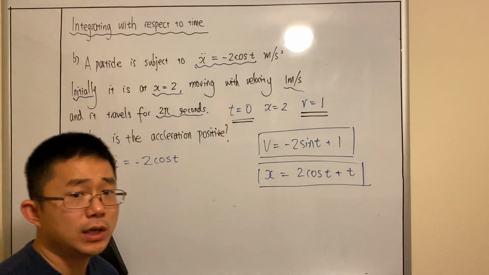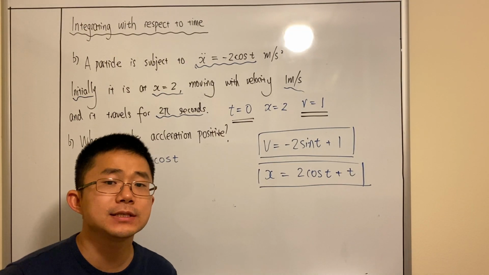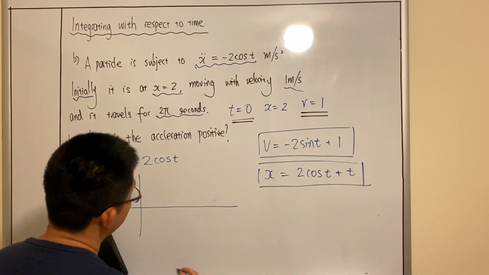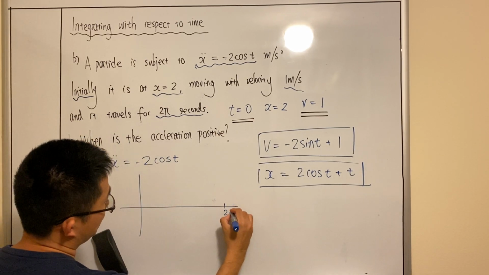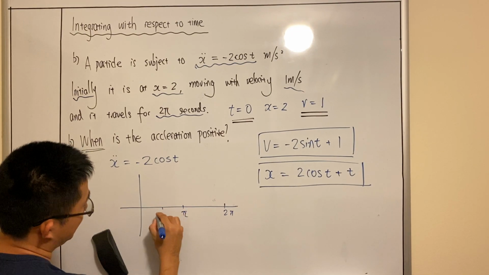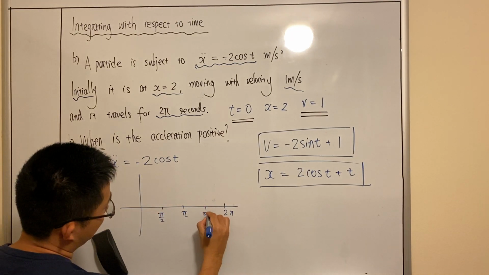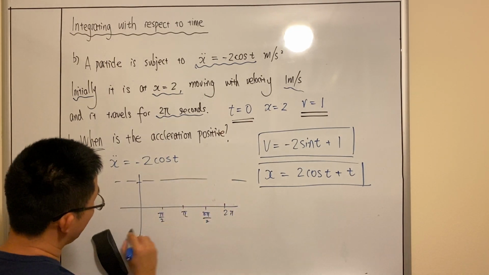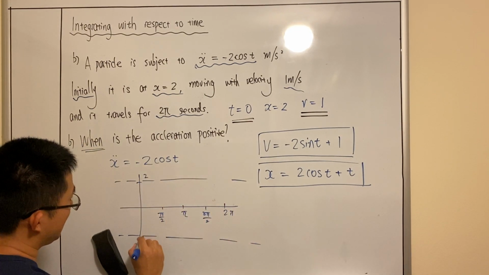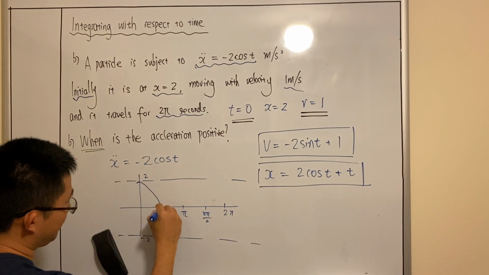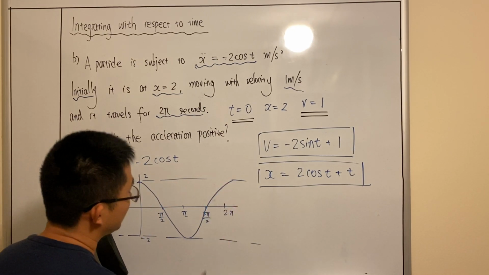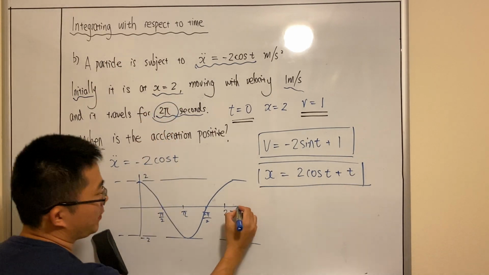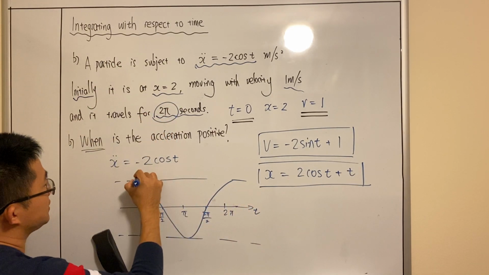What you can do is just sketch the function. You can sketch this trigonometry function here. This is just a cosine function. 2 pi, pi over 2, 3 pi over 2. Now the cosine function right now is oscillating between 2 and -2, so the function looks like this. And then it travels for 2 pi seconds, which means this is t, that's the acceleration.